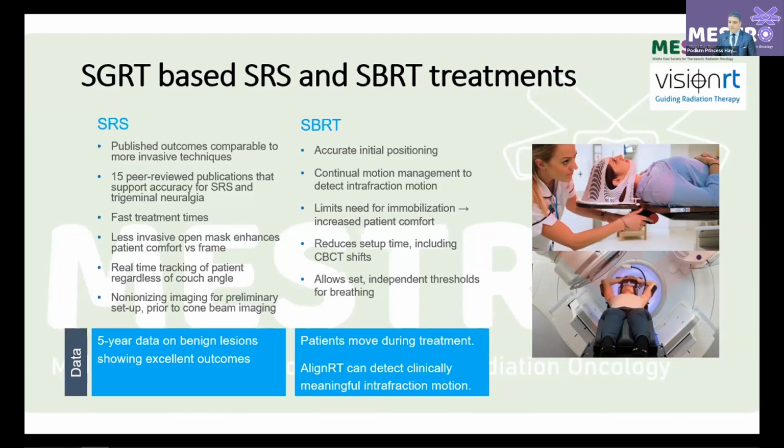And with SRS and SBRT solutions, we can opt out for open face masks for patient treatments for SRS with increased patient comfort and without detriment on accuracy, as well as for the SBRT based treatments, we can utilize Align RT for live monitoring, interfraction motion management, as well as the breath holds treatments where this is necessary.